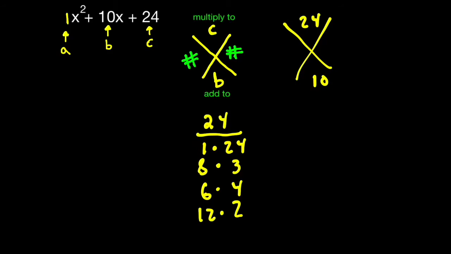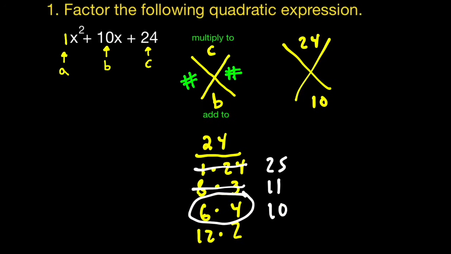So 1 plus 24 gives us 25, so this pair doesn't work. 8 plus 3 gives us 11, so this pair doesn't work either. And then the 6 and the 4, that one adds to 10. So this is the pair that I need. And I've found the two numbers that if I multiply together will give me the value of c, in this example the 24, but if I add them, they'll give me the value of b. In this example, it's 10.